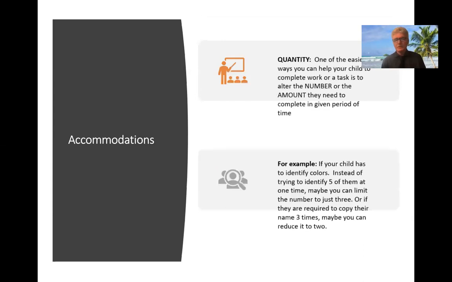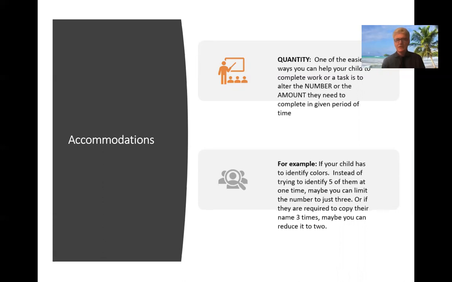The first one we're going to take a look at is quantity. It's probably about the easiest accommodation that you can implement with your child during this distance learning time. What we're talking about here is altering the number or the amount of an activity or a task that a child has to complete in a given period of time.